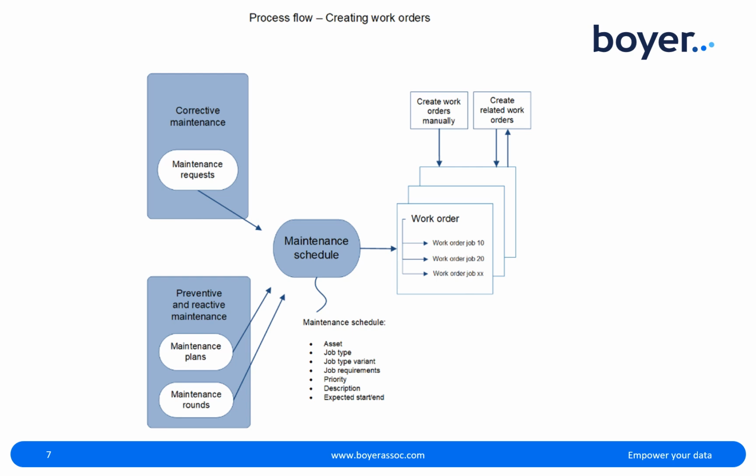Work orders can be created in various ways that are related to corrective, preventive, or reactive maintenance. You can also create work orders manually. This illustration shows an overview of the process for automatic or manual creation of work orders.